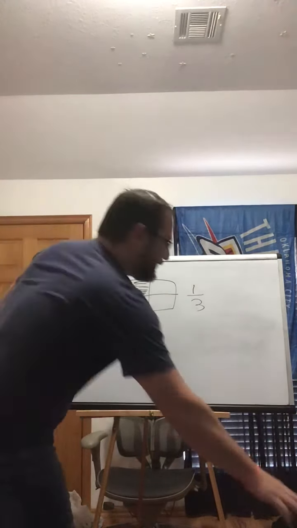So whenever you're doing fractions, the best way to explain it I've found is the denominator is how many pieces there were at the beginning, and the numerator is how many are shaded or not shaded, depending on the question.